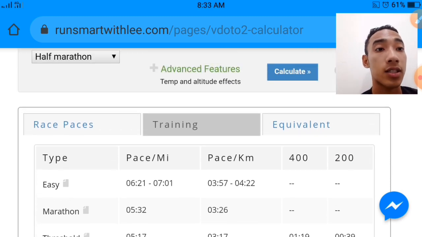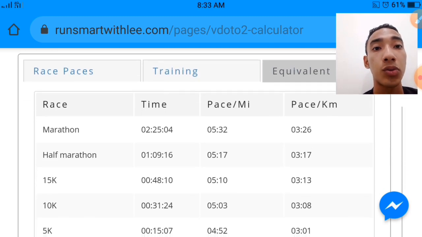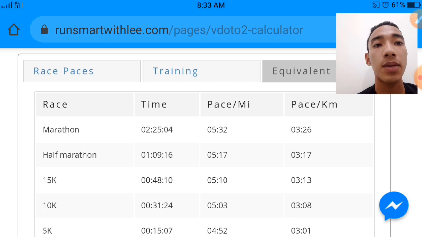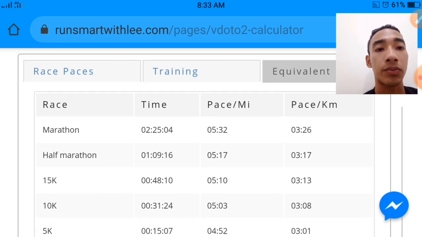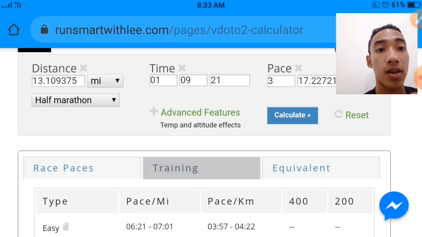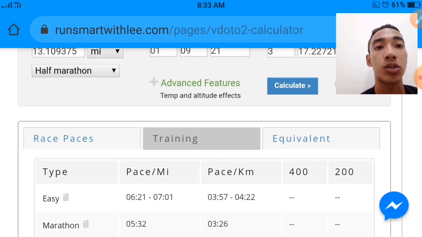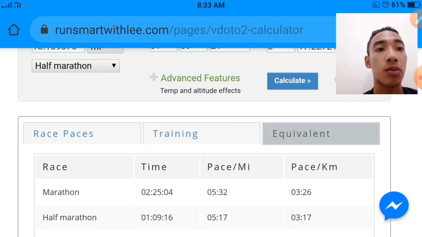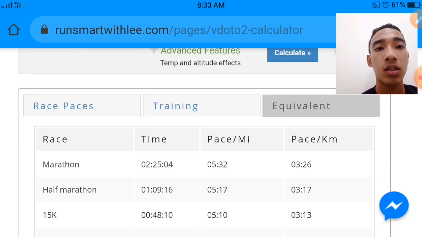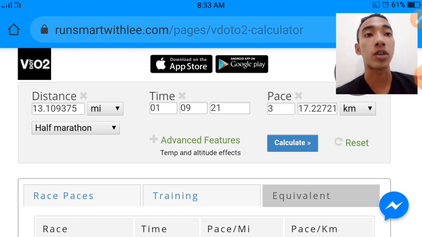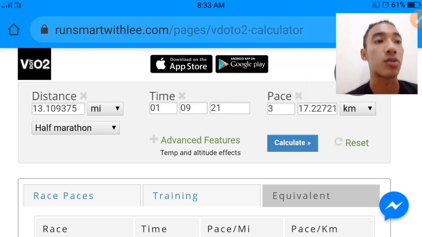In the third column, as you click equivalent, it shows my equivalent race time. My body is capable of doing a marathon in 2 hours and 25 minutes and 4 seconds, and 10 km in 31 minutes and 24 seconds. That is what my body is capable of right now, guys. So calculate your own training paces, and it will show your training paces and your possible race time. That is how you properly calculate your own training paces.